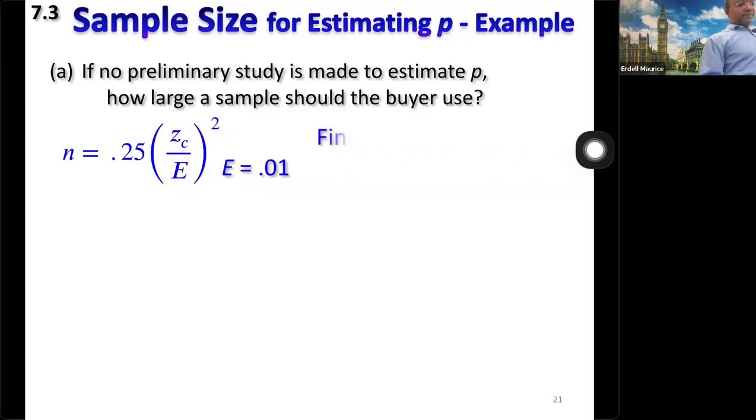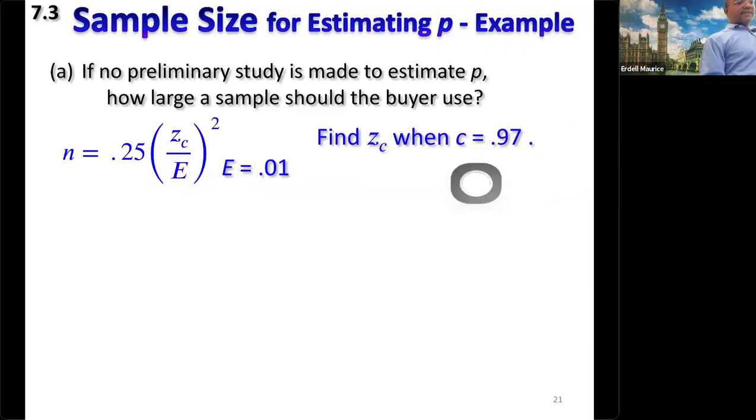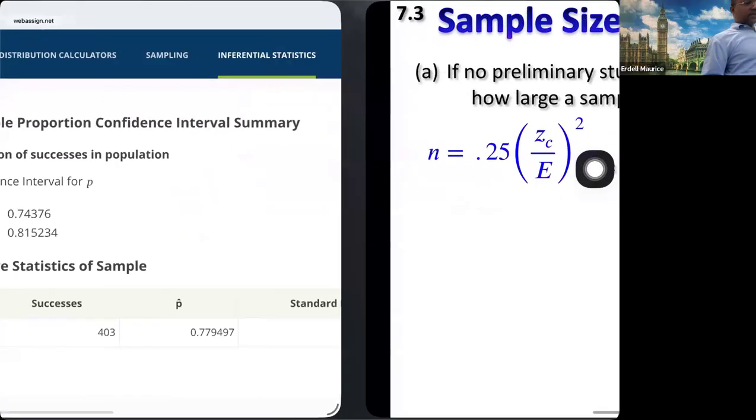E is 0.01 and a Z star for 0.97. Do you guys want me to show you how to find the Z star in Salt one more time? How do you guys think, you got it? All right. So let's go back to Salt right here.